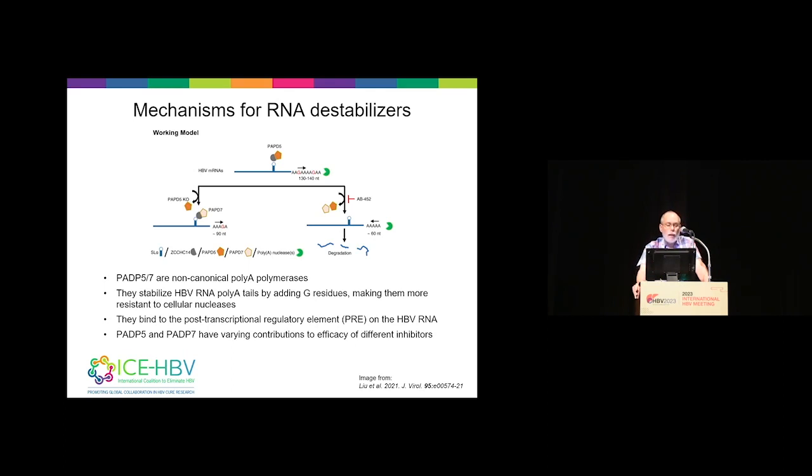PAPD5 or PAPD7. These are non-canonical poly-A polymerases that can obviously add a poly-A tail to the end of a messenger RNA, but they intermix a few G residues in there, so it's not a pure string of adenines. That helps to stabilize the RNA. And so consequently, if you inhibit those enzymes, you end up with a shorter poly-A that doesn't have those stabilizing Gs in there, and you can end up destabilizing the RNA post-transcriptionally.